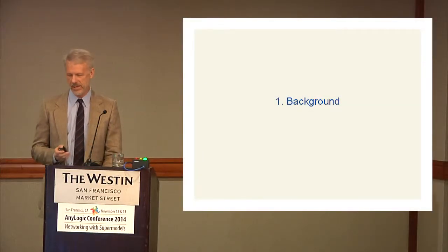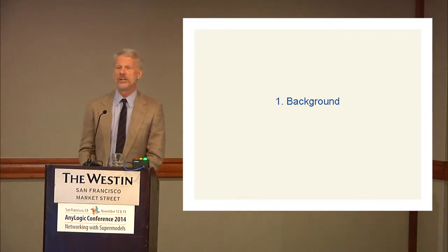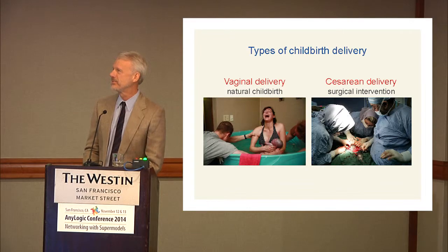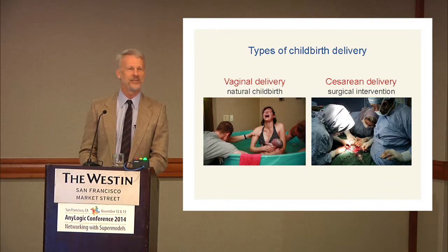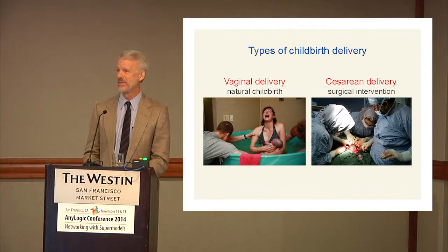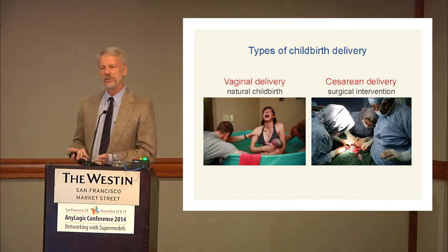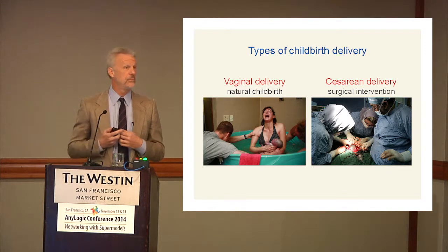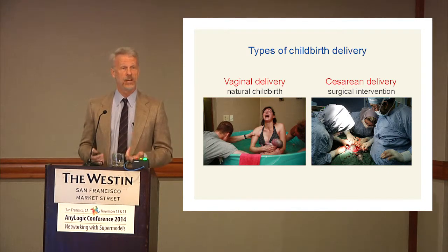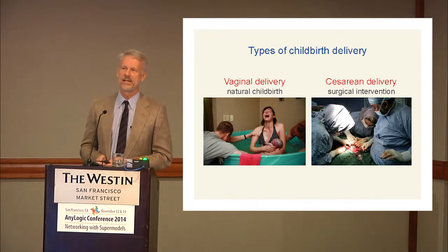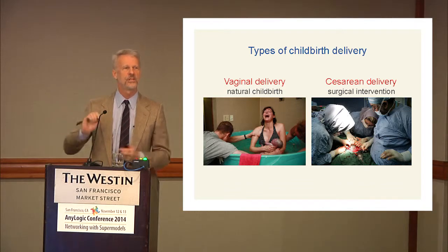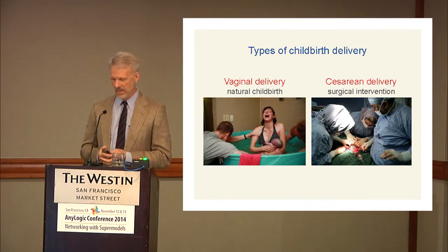So first of all, a little background. There are 2 types mainly of childbirth. One is vaginal delivery, which is the natural way that we've delivered children for a very long time. And the other is called cesarean delivery. And this is a very intensive abdominal surgery where the obstetrician cuts through the abdomen of the woman, cuts through the uterus, and brings the baby out.